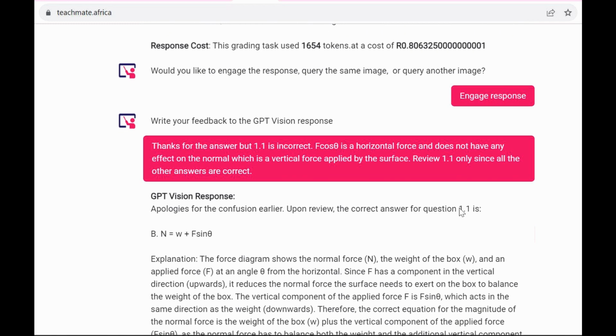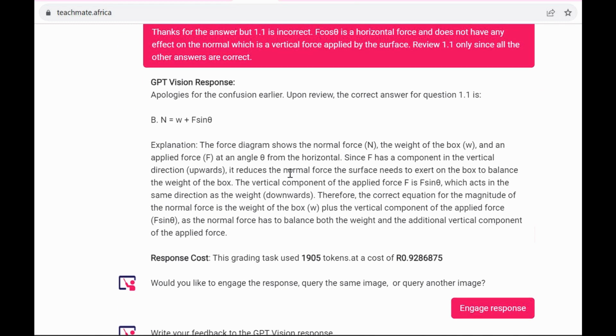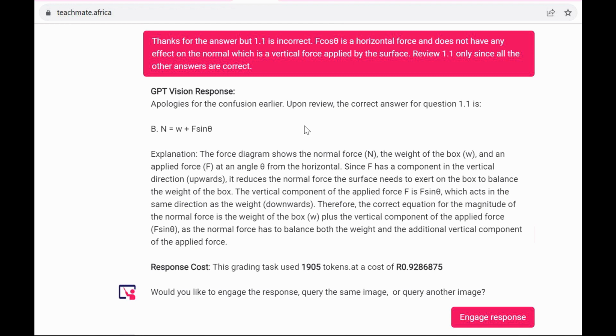And what I did was to say, thanks for your answer, but 1.1 is incorrect. F cos theta is a horizontal force and does not have any effect on the normal force, which is a vertical force applied by the surface. Review 1.1 only, since all the other answers are correct. So it goes on to review this, but hastily so, because it wants to just give me the answer.